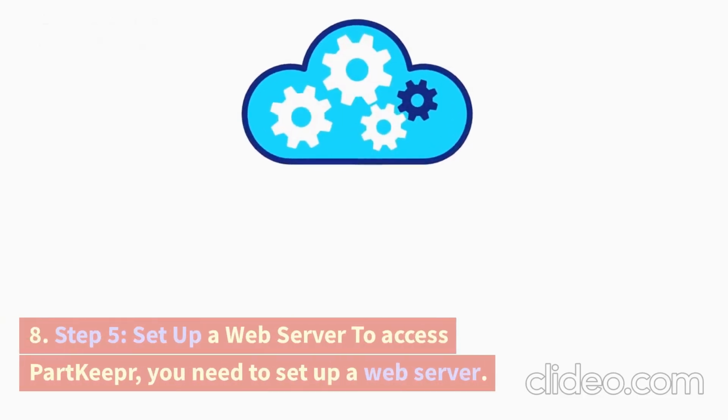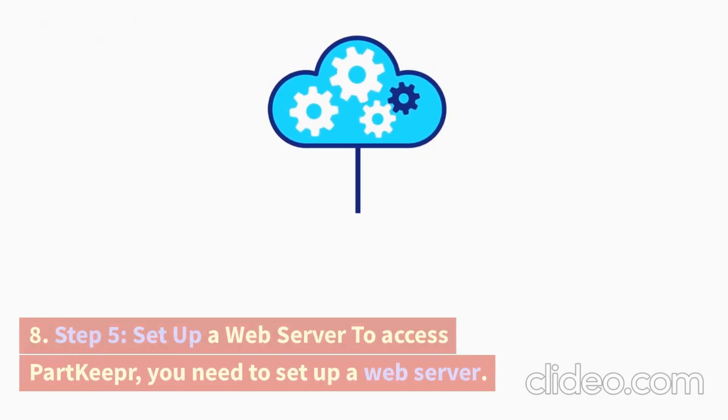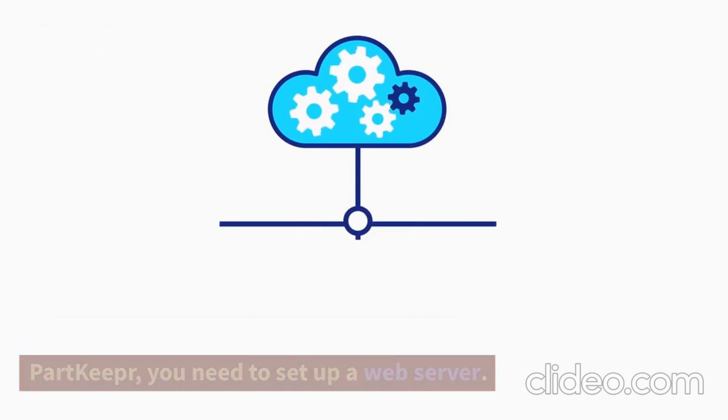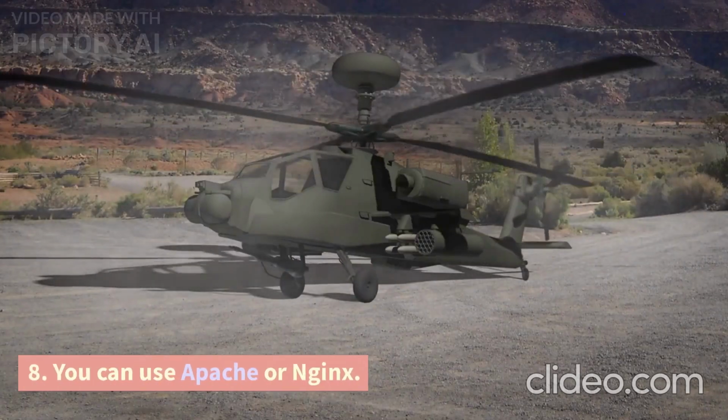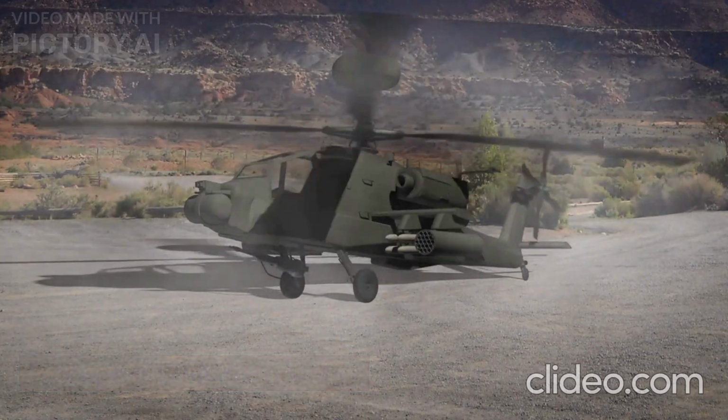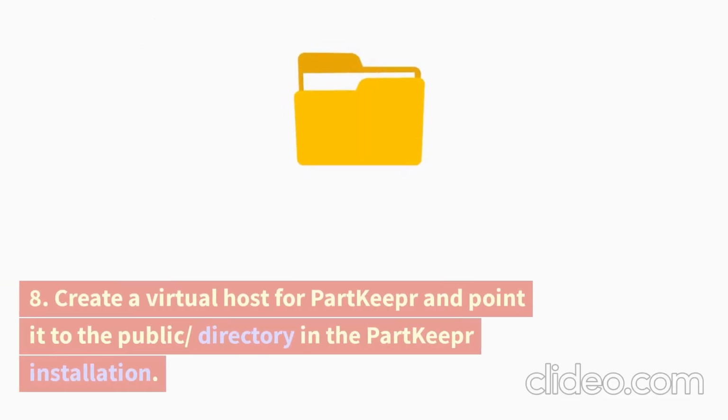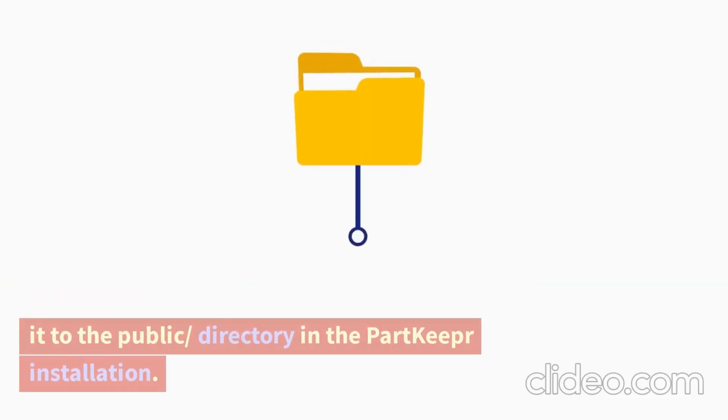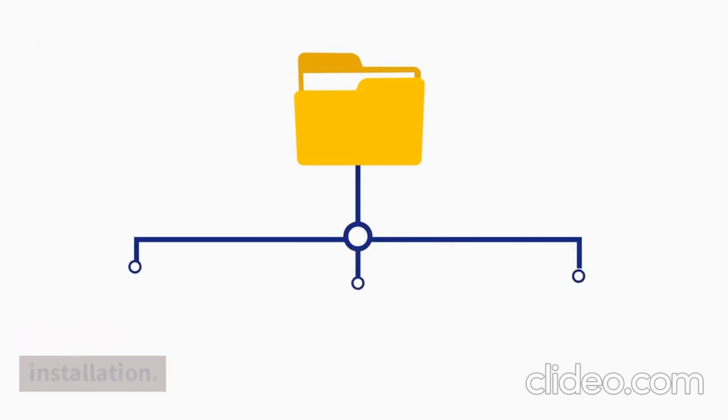Step 5. Set up a web server. To access Part Keeper, you need to set up a web server. You can use Apache or Nginx. Create a virtual host for Part Keeper and point it to the public directory in the Part Keeper installation.